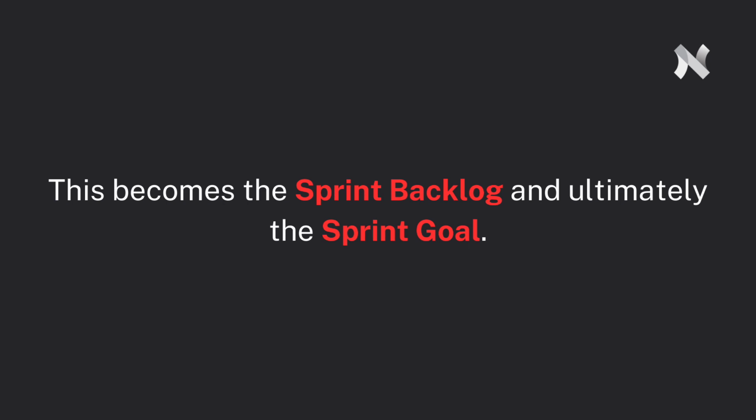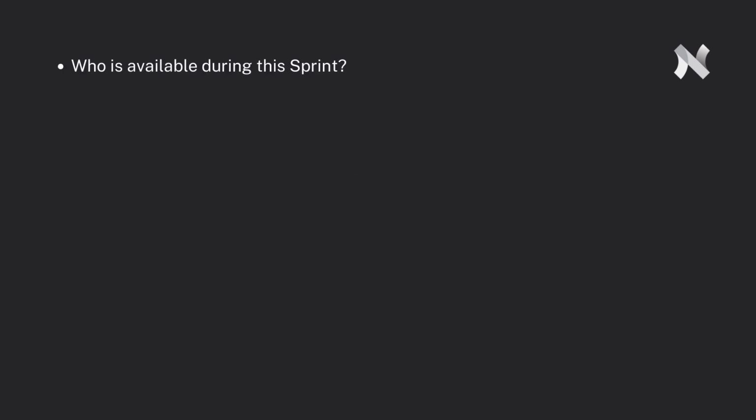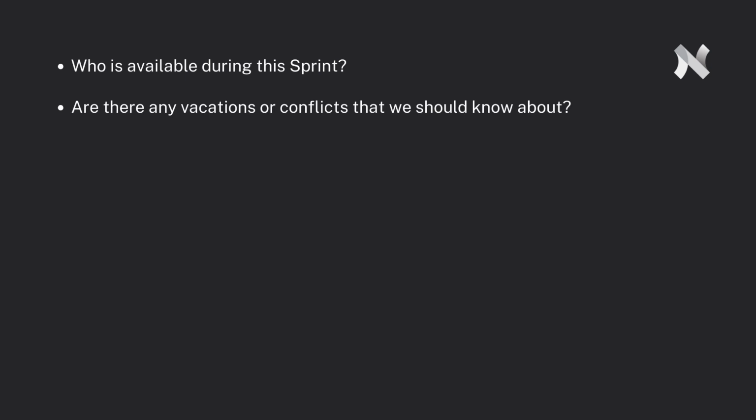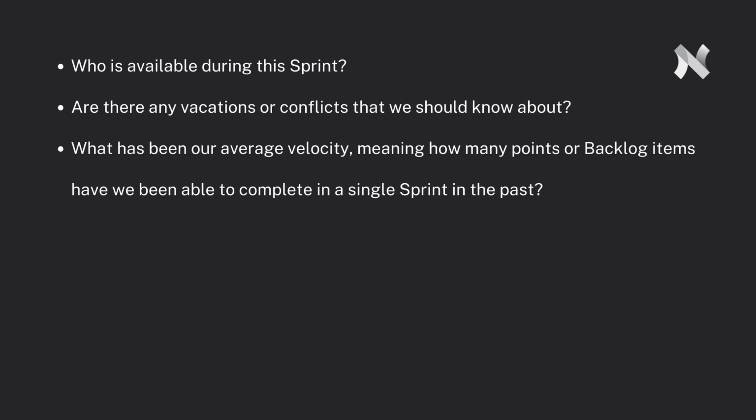This is a time for the Scrum Master to facilitate team communication and answer the following questions throughout the event. Who is available during this sprint? Are there any vacations or conflicts that we should know about? What has been our average velocity? Meaning how many points or backlog items have we been able to complete in a single sprint in the past?